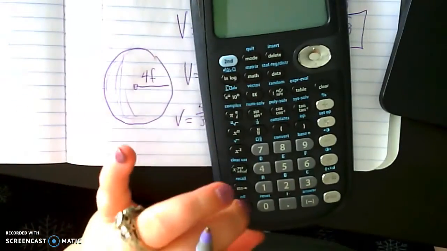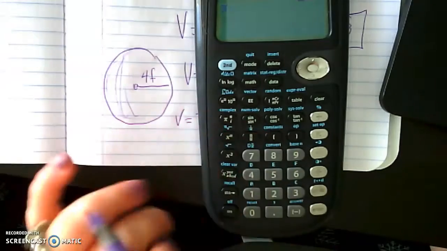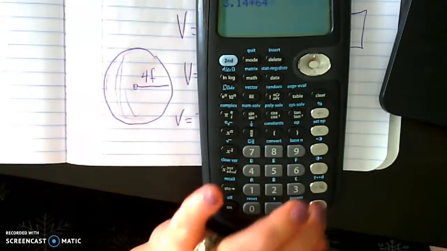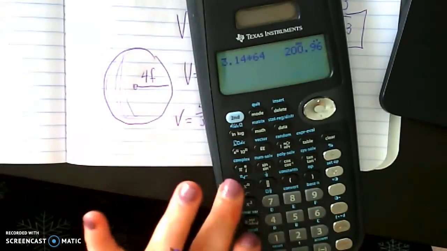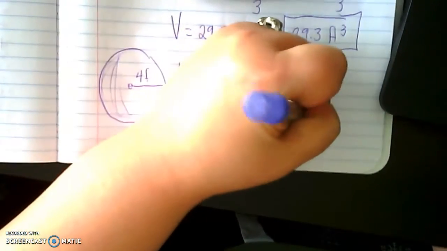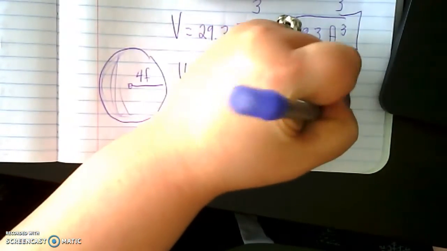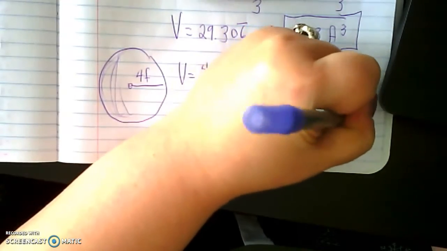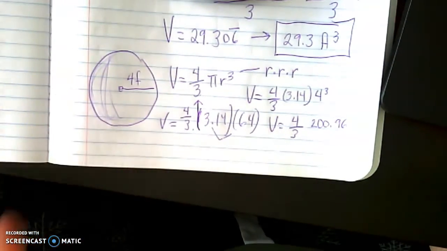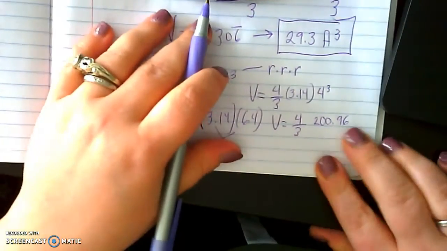And I'm not going to do that in my head, I'm just going to do it in the calculator. I'm going to clear this out. 3.14 times 64. Okay, 200.96. All right, so now I've got volume equals 4/3 times 200.96. So remember when I'm multiplying by a fraction, you multiply your numerators, you multiply your denominators.